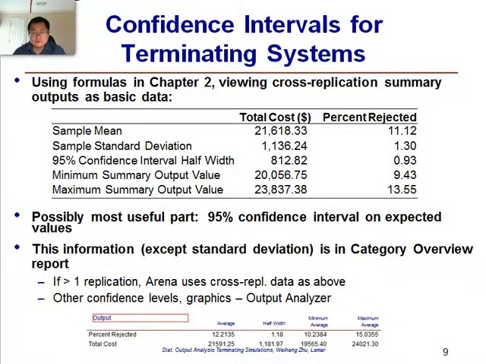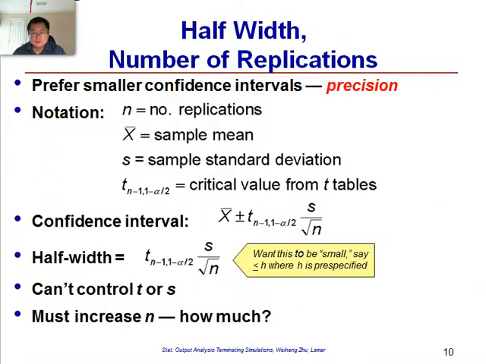We introduced how to calculate confidence intervals in Chapter 2. This is the mean, standard deviation, and confidence interval half-width calculated with formulas. If you run 10 replications yourself, your result may be slightly different. This is the method used in calculating the confidence interval, or half-width. In order to reduce the half-width, we must increase the number of replications, n.